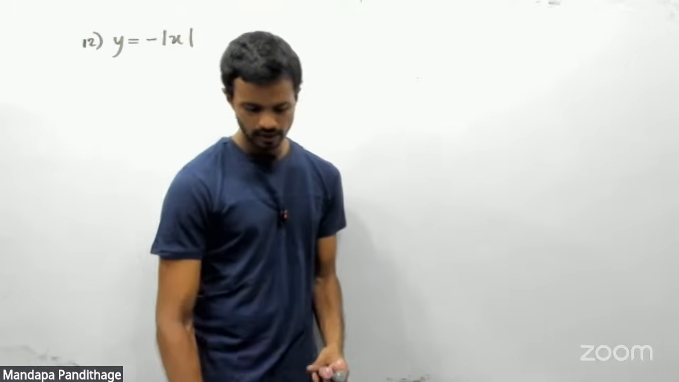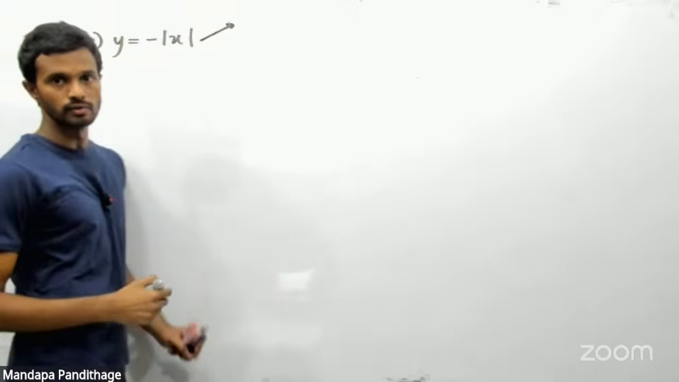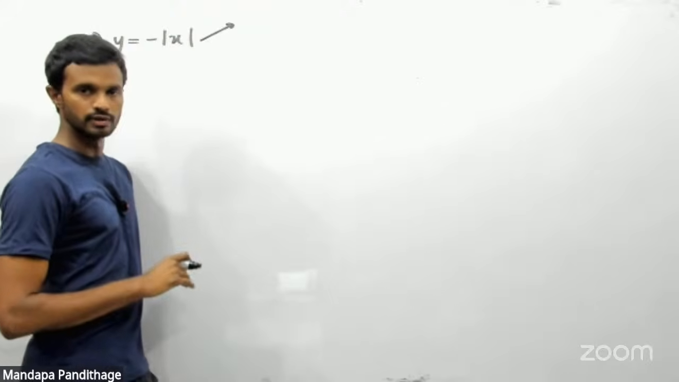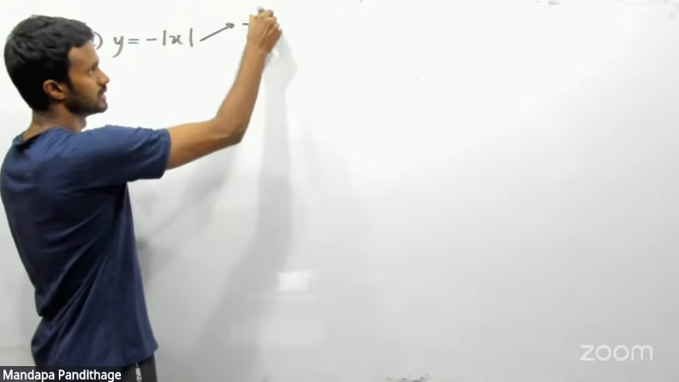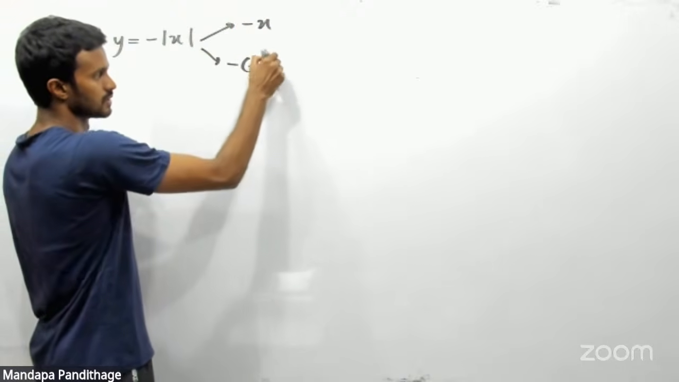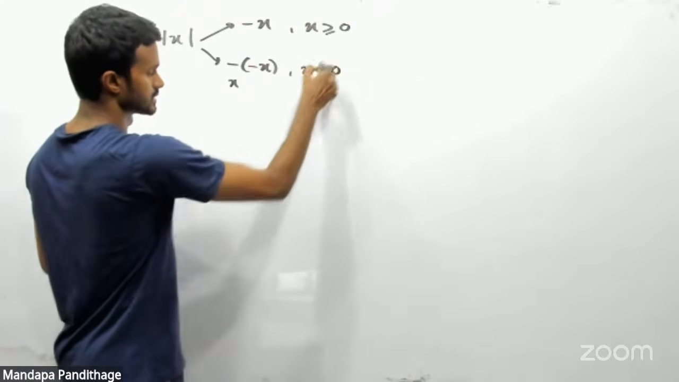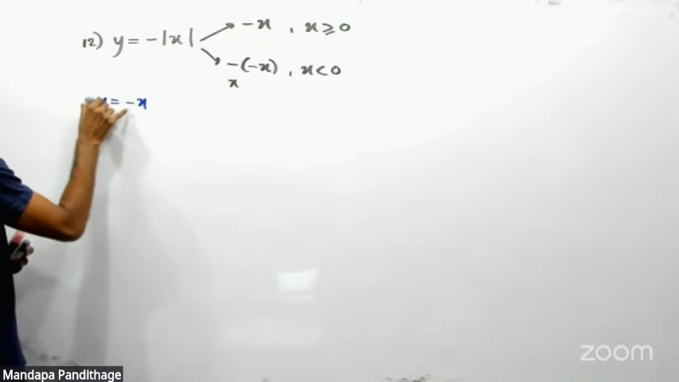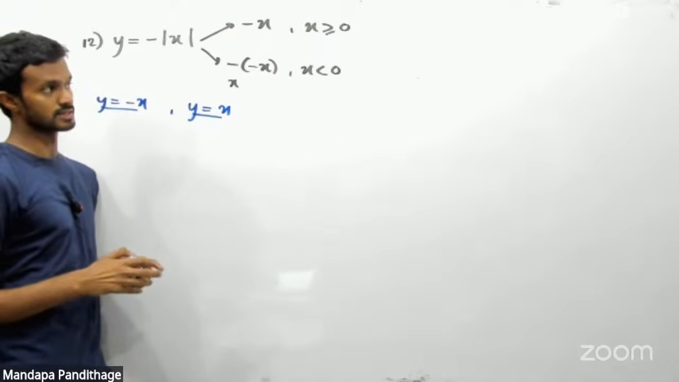Okay, now look at this. First consider the definition. Minus is something that is outside the modulus. I told you when you have a minus outside the modulus, it is not impacted by the definition of a modulus, so minus stays as minus. So you get minus x when x is greater than 0, and here it is minus x, which gives you x when x is less than 0. So basically you have to draw y equals minus x when x is greater than 0, and y equals x when x is less than 0.